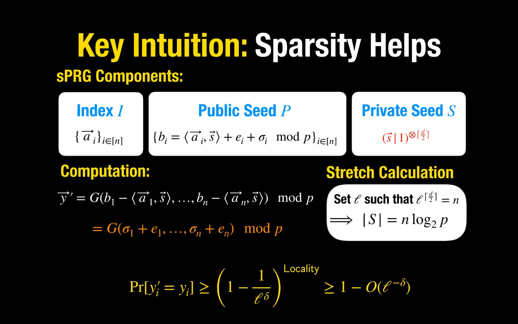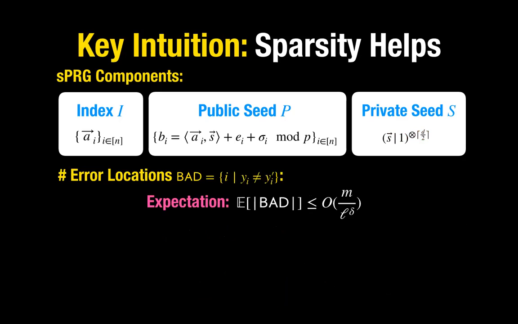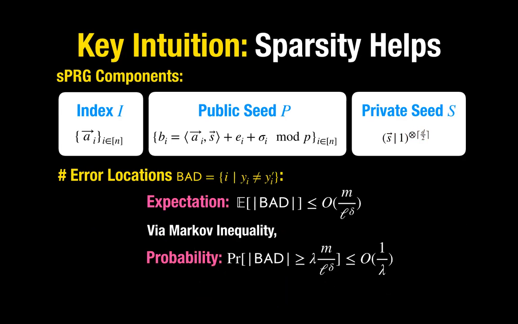Let me formalize this. I can define this set called bad, which is the set of indices where the desired output is not the same as the computed output. Then I can compute an expectation of the size of this set. It turns out that will be m by L to the delta, just utilizing the probability calculation that we did in the previous slide. And by Markov argument, the probability that the size of bad is lambda folds more than the expectation is less than 1 by lambda.